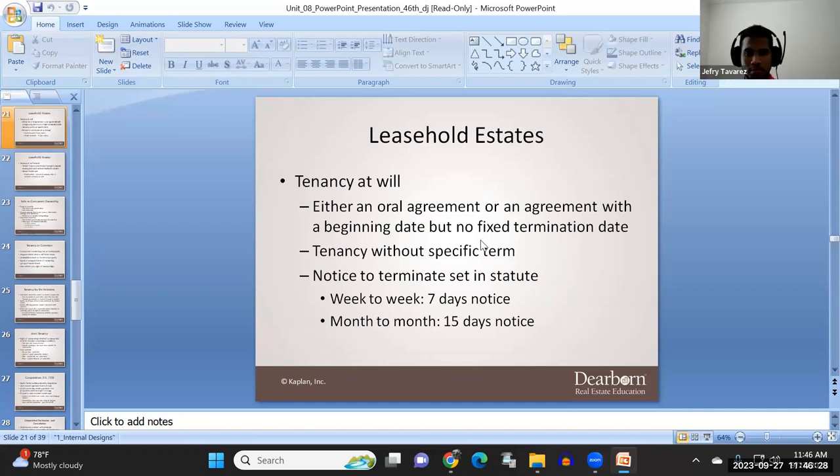Now, there are notices to terminate it. So if it's week-to-week rent, like if I'm going to live with somebody and pay them 300 a week, you have to give them 7 days notice before you stop.